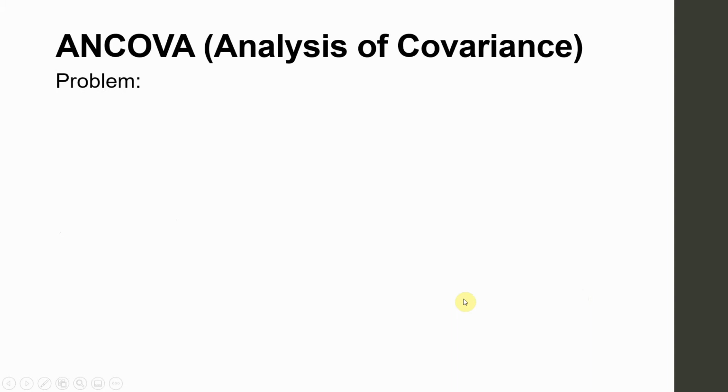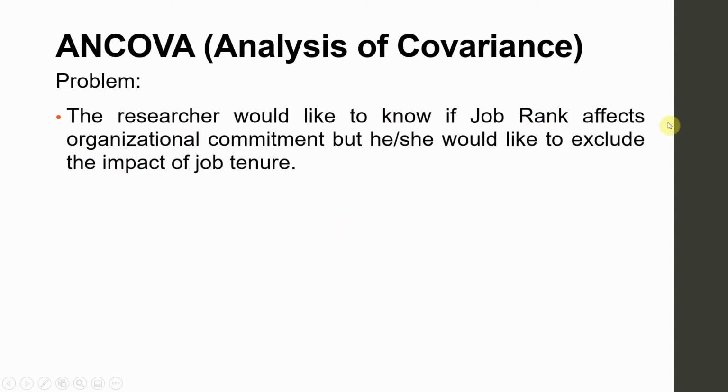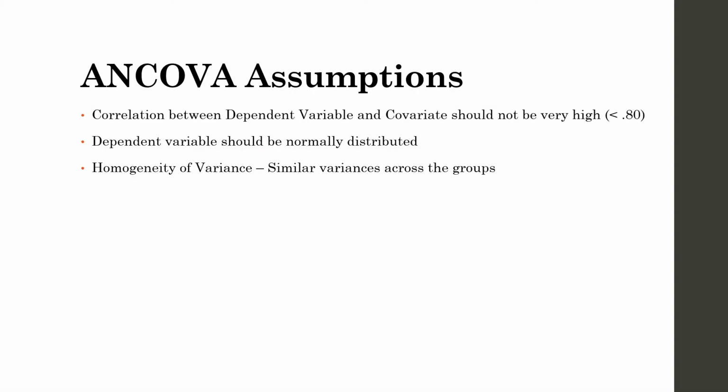The problem that we are going to look into in this session is that the researcher would like to know if job rank affects organizational commitment, but she would like to exclude the impact of job tenure. So job tenure is your covariate that might affect the impact of job rank on organizational commitment. Now, before we move on, there are certain assumptions that must be satisfied.